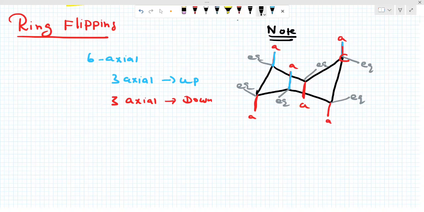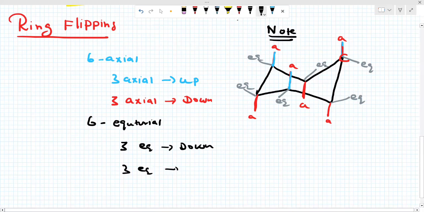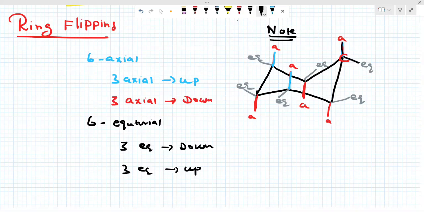Similarly, in case of the six equatorial bonds, three equatorial are down and three equatorial are up. You got the point? Listen. Now see, this is up axial, therefore this is down equatorial. Now listen, this is a down axial, right? Therefore, this is up equatorial.